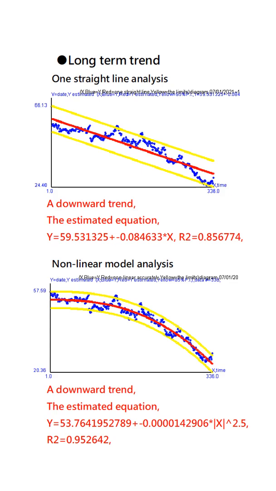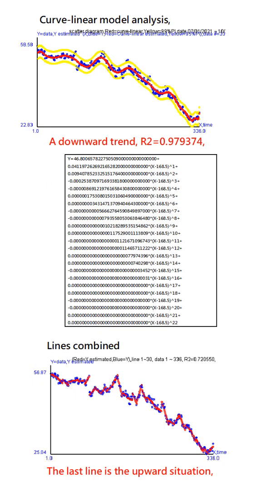Nonlinear line model analysis: the result is a downward trend. Curve linear model analysis: the result is a downward trend, with lines combined, of which the last line shows an upward situation.